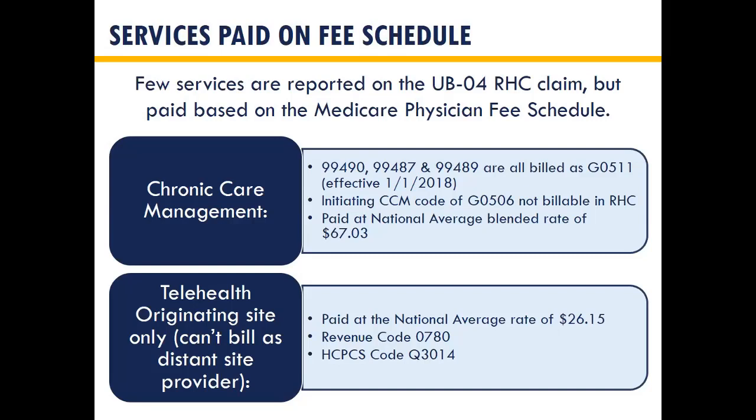This rate is the average of CPT codes 99490, 99487, and 99489, which non-RHCs will bill. One code is for the minimum of 20 minutes, another more complex, over 60 minutes, those types of things. But in the RHC, you may have a different price set for each of those codes, but it needs to convert to a G0511 for the billing of chronic care management.